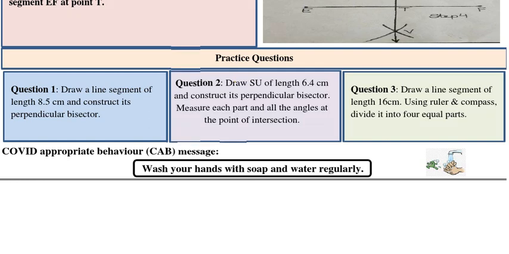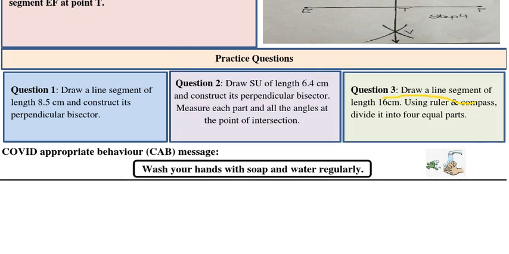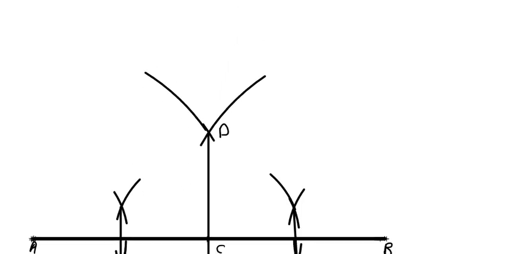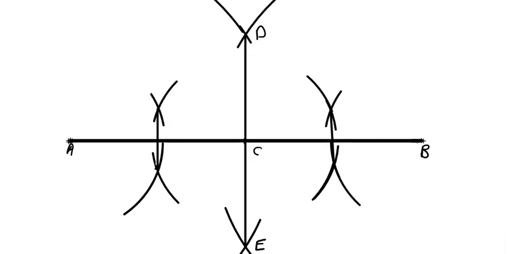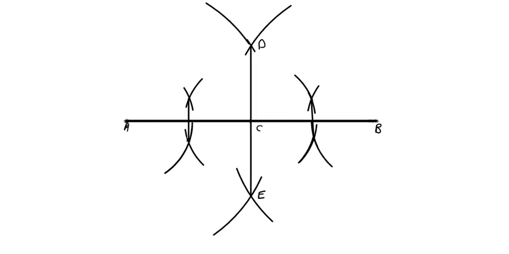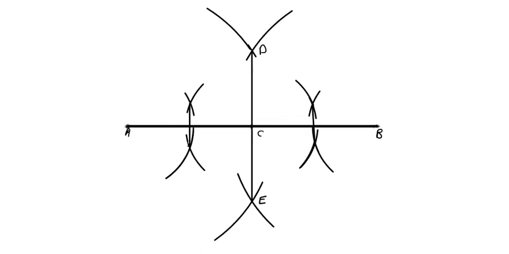Question 3 is: draw a line segment of length 16 centimeter using ruler and compass, and divide it into 4 equal parts. So what we have done over here is, if we come down, I have drawn my line segment over here. Let me zoom out. So this is our line segment, and first I kept my compass over here, and extended it more than half to make this arc, and also this arc with it. So these two arcs I have made for one part.